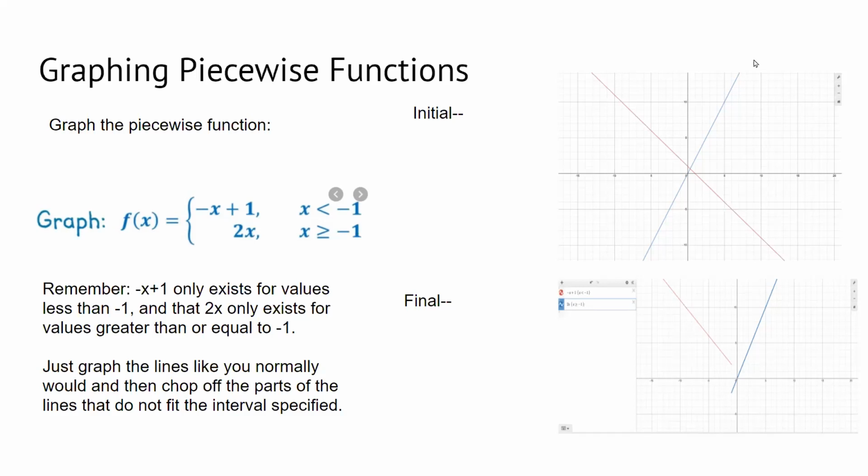And then you would just cut off the parts that do not fit the interval specified. So for the first line, you would cut off anything that is greater than or equal to -1. And for the second line, so 2x, you would cut off anything that is less than -1.